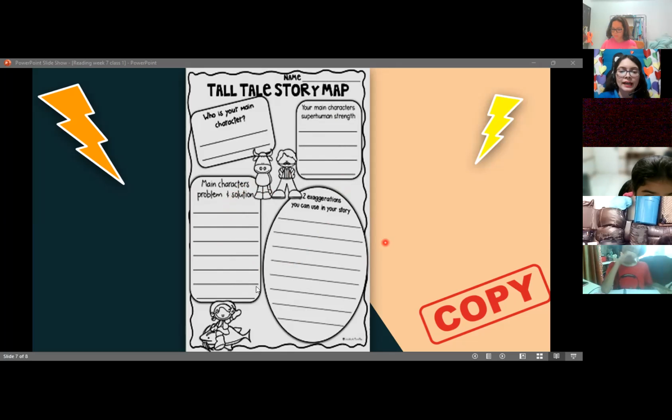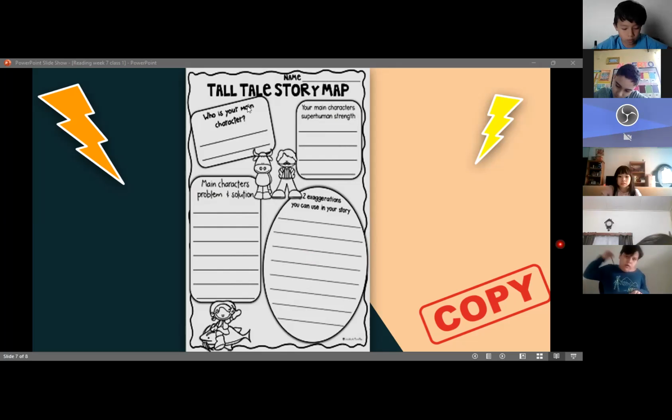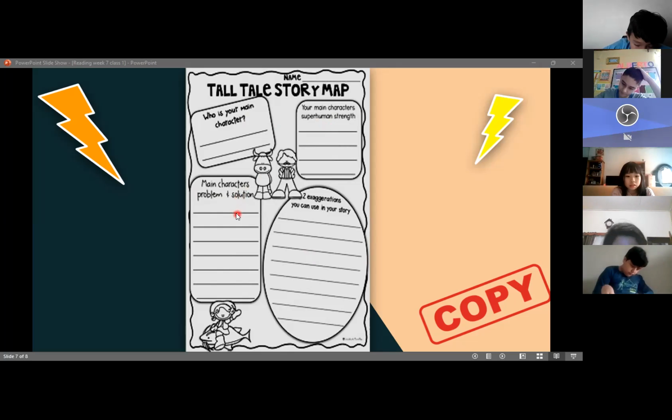And this information can help you to have an idea what questions I can ask you. I can ask you about your main character, the characteristics of your character, the superhuman characteristics. What is the problem, the solution? Two exaggerations that you find in your story. Just two exaggerations are what you are going to write in this part.